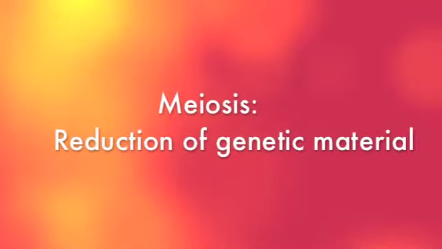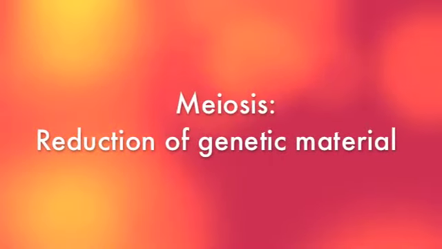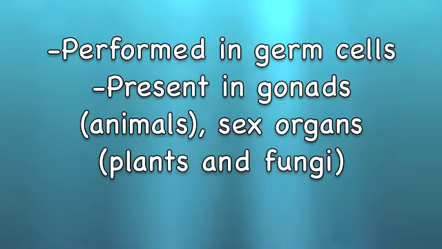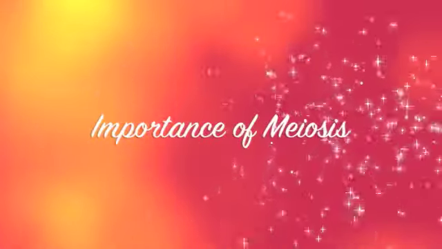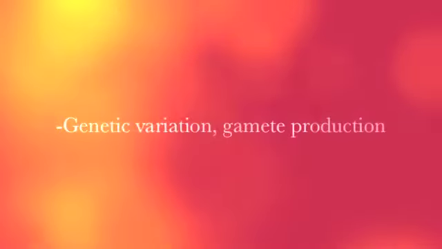The reduction of genetic material occurs through meiosis. Only germ cells, which are present in the gonads of animals and the sex organs of plants and fungi, can carry out meiosis. Meiosis is important because it allows for genetic variation within cells and the production of gametes.